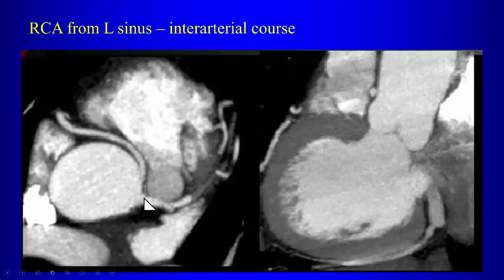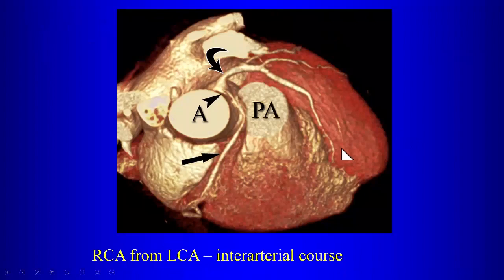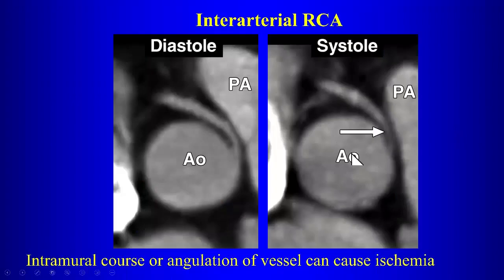Okay, so we have the right coronary artery coming off the left, taking an interarterial course. And this reconstruction, that sagittal reconstruction, showing you the vessel and its relationship to the aorta and the pulmonary artery is very useful for identifying that course. And then here on this volume rendered view, you can see the vessel coming across, going down between the aorta and the pulmonary artery, and you can see how it can get squeezed in that location. Now, here we're looking at systole and diastole, and you can see how it can get narrowed there. It can get narrowed during systole.